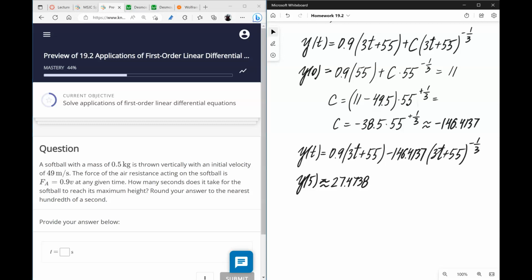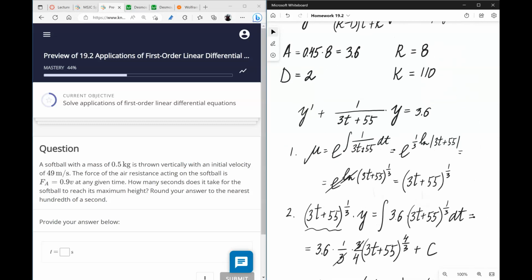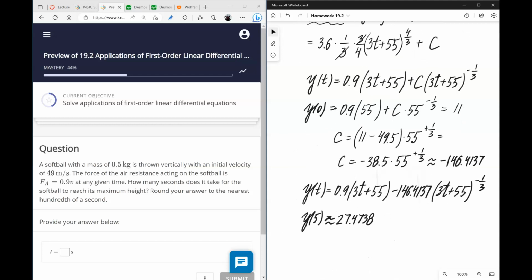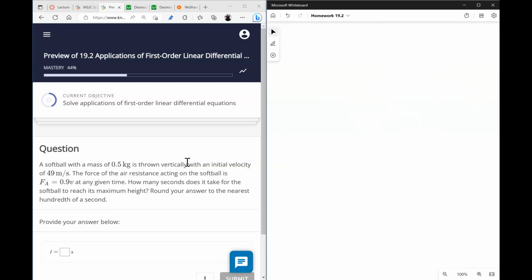We have another problem on air resistance, and let's just have fun with it. We're going to set up the equation like this. Here's the process.